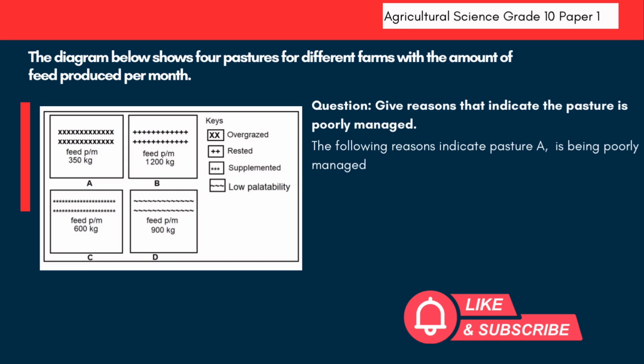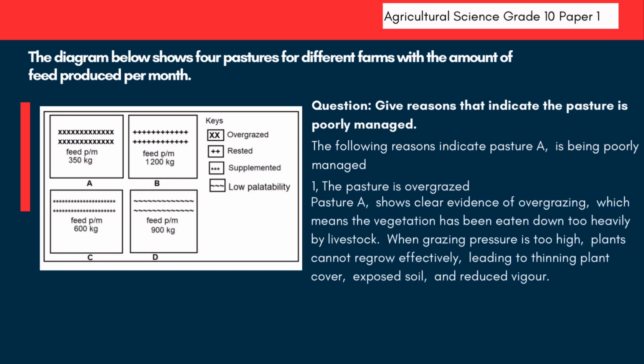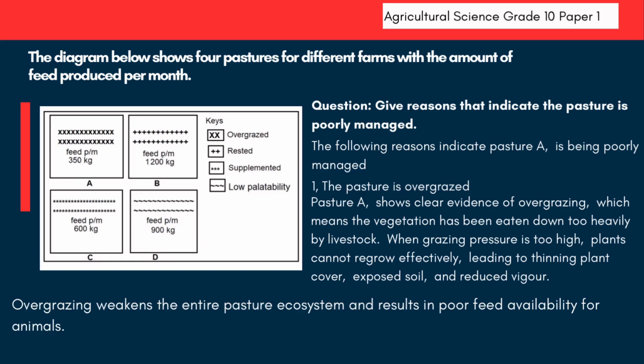Question: give reasons that indicate the pasture is poorly managed. The following reasons indicate pasture A is being poorly managed. 1. The pasture is overgrazed. Pasture A shows clear evidence of overgrazing, which means the vegetation has been eaten down too heavily by livestock. When grazing pressure is too high, plants cannot regrow effectively, leading to thinning plant cover, exposed soil, and reduced vigor. Overgrazing weakens the entire pasture ecosystem and results in poor feed availability for animals.